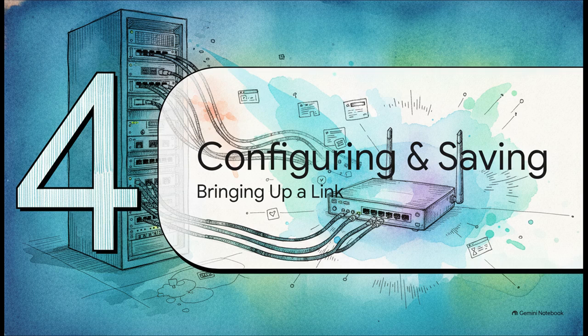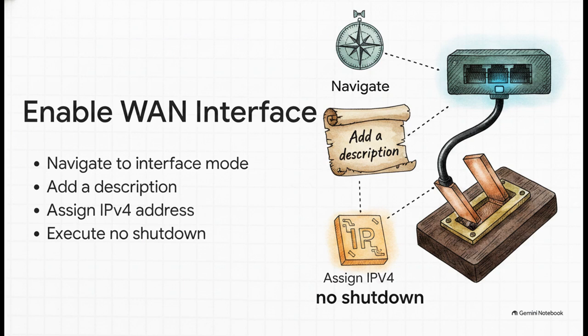All right, let's jump into Section 4, Configuring and Saving. It's time to move some traffic. Let's say you're bringing up a new WAN interface, like GigabitEthernet 0/0. The flow here is super structured. First, navigate into the interface config mode. Then, add a description. And please, always document your links. Your future self will undoubtedly thank you for it.